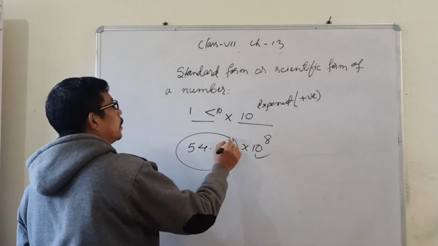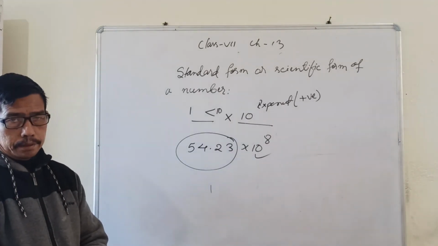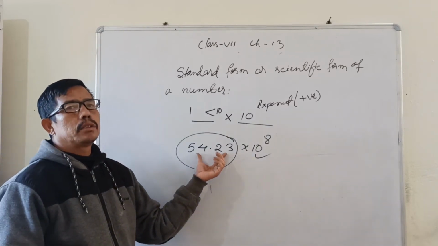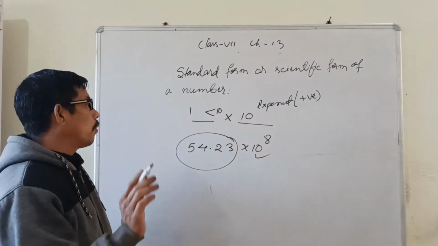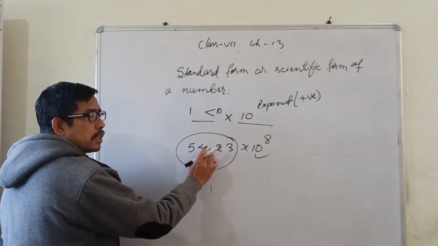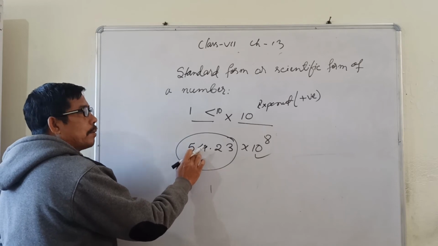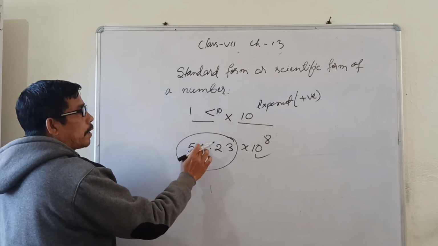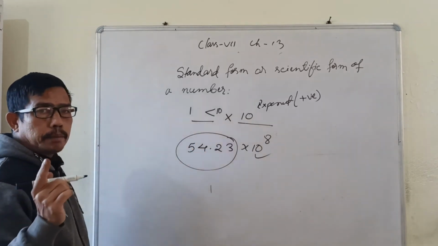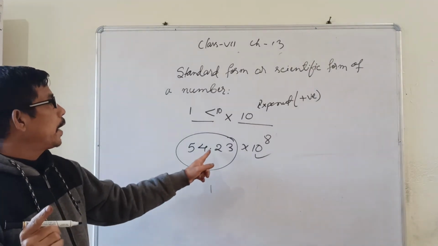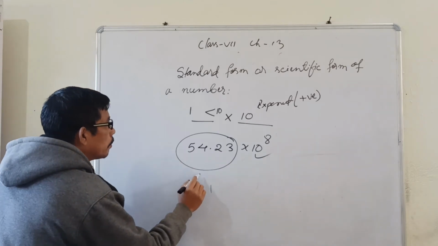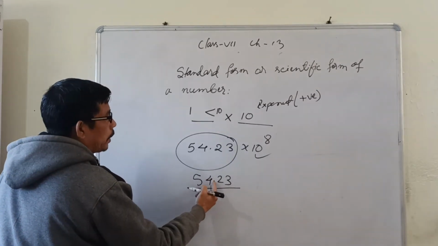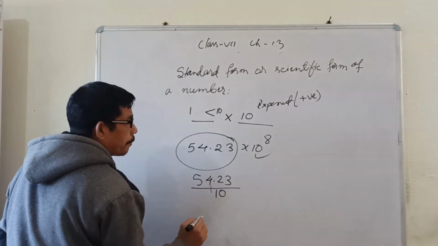but the first number is bigger than 10. So to bring it in the standard form, we have to decrease this one. It should lie between 1 and 10. Then the only way is to bring this decimal to here. Then 5 point something lies between 1 and 10. Then how to bring this one here? You know, in the case of division by 10, 100, 1000, the decimal moves to the left side. So 5423 should be divided by 10 to bring the decimal here.